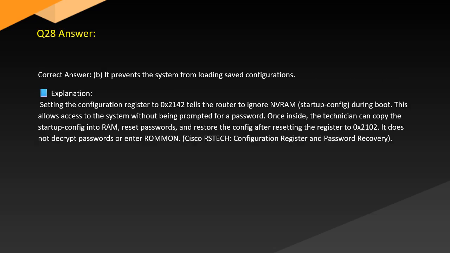Answer. Correct answer: B. It prevents the system from loading saved configurations. Blue book explanation. Setting the configuration register to 0x2142 tells the router to ignore the NVRAM startup config during boot. This allows access to the system without being prompted for a password. Once inside, the technician can copy the startup config into RAM, reset passwords, and restore the config after resetting the register to 0x2102. It does not decrypt passwords or bypass ROM. Cisco RSTECH, configuration register and password recovery.